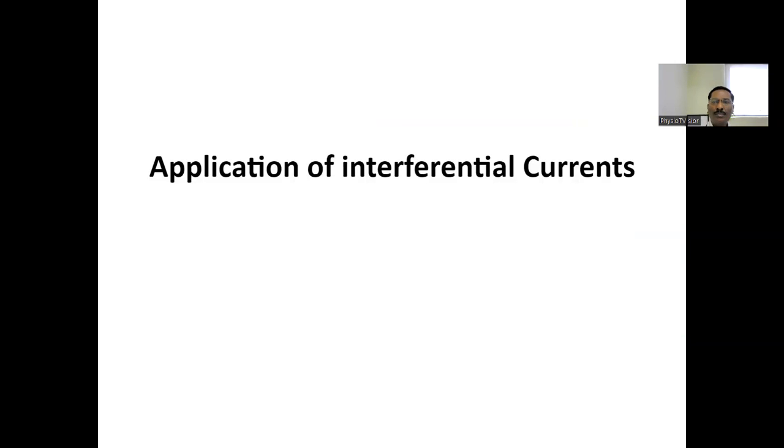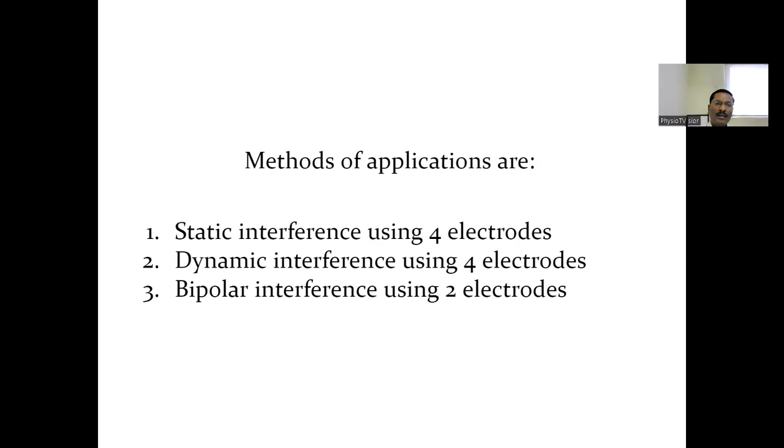Coming to the application part, there are mainly three methods of application. The first one is static interference, which needs 4 electrodes. Dynamic interference also requires 4 electrodes. And wherever the area is small, we use bipolar interference by using 2 electrodes.